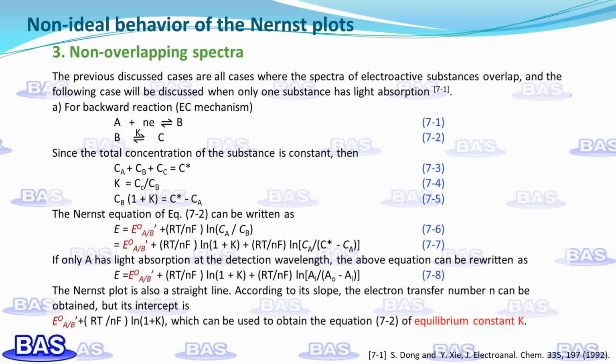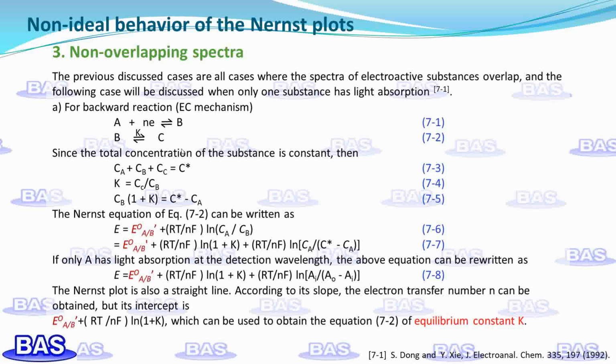The previously discussed cases are all cases where the spectra of electroactive substances overlap, and the following case will be discussed when only one substance has light absorption. A. For backward reaction, EC mechanism. The EC mechanism is illustrated below, when the substance A undergoes an electron transfer, immediately followed by a chemical reaction.